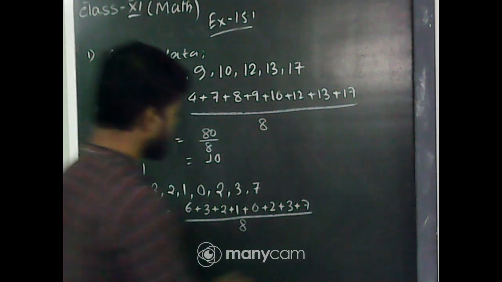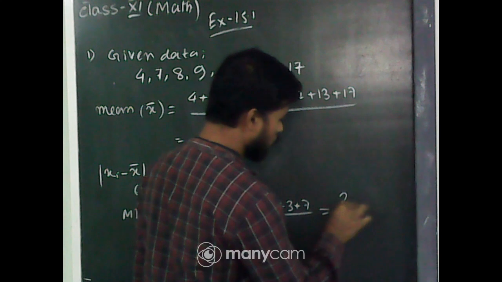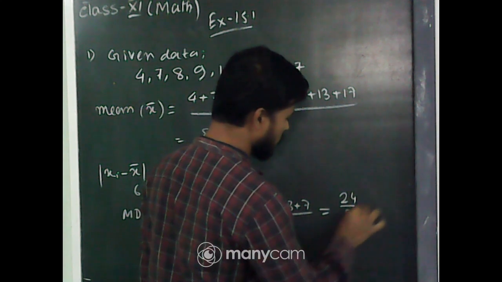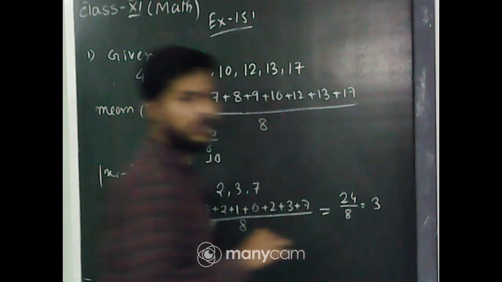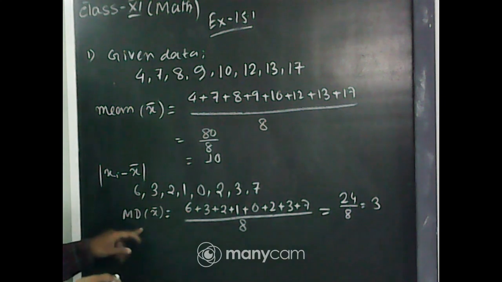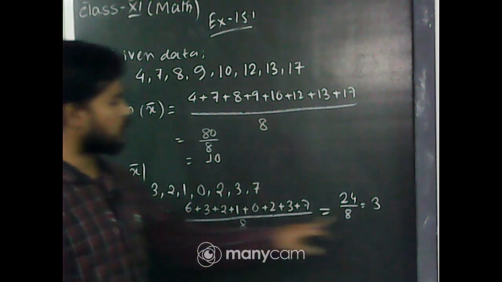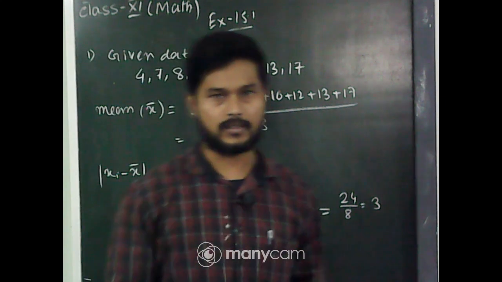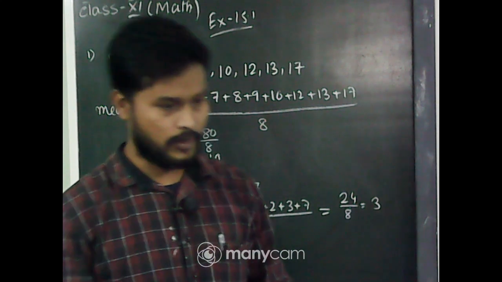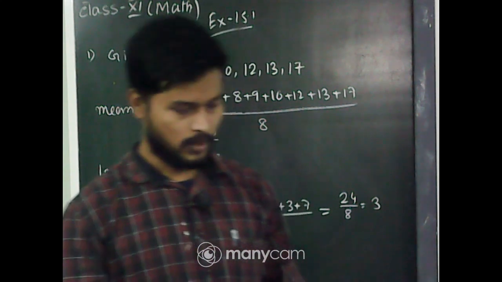So, if I add them, the result will be 24 divided by 8, that is equal to 3. That means the deviation about the mean is equal to 3, and that is the answer to the question. So, hope you understood.